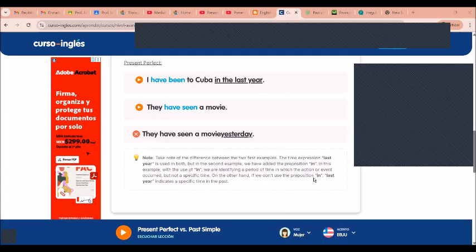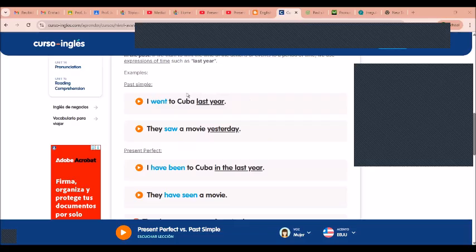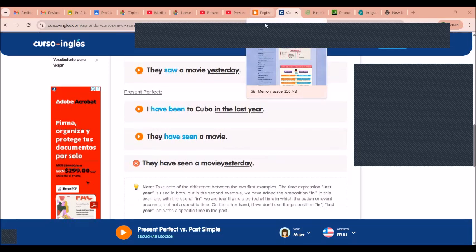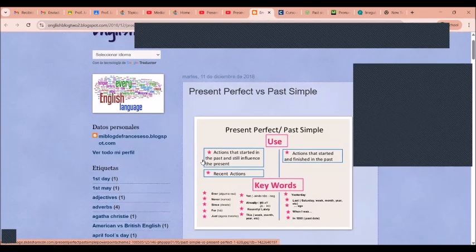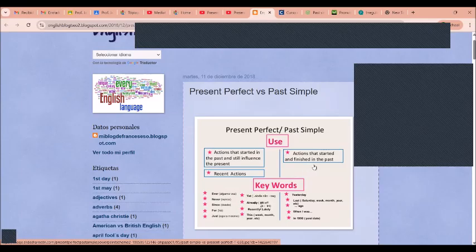Now, if we don't use the in, it means this event was finished in 2024. Not like in this example where we're talking about 2025. All right. Now, let's look at some more examples. Notice, with the present perfect, we're talking about actions that started in the past and they affect our present. They are generally recent actions, while the past simple focuses on actions that are finished in the past.